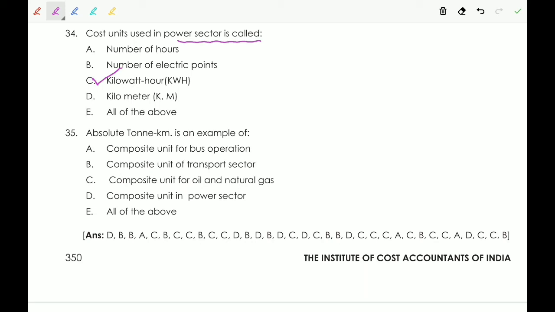Next 35. Absolute ton kilometer is an example of... composite unit for bus operation, composite unit for transport sector. So in transport sector, ton and kilometer. So absolute ton kilometer is an example of composite unit of transport sector.